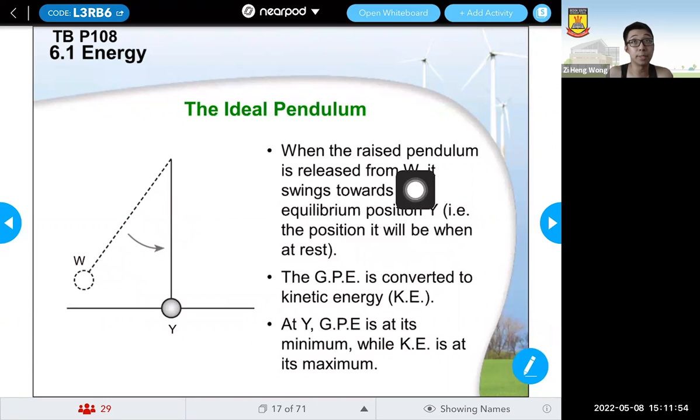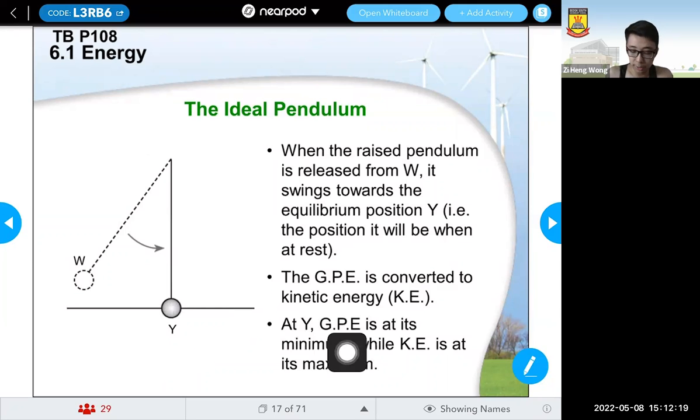So when the raised pendulum is released from W, it swings back to the equilibrium position of Y, where it's supposed to be at rest. When it swings, the GPE that it possesses over here is converted into kinetic energy. So when the pendulum is at Y, the GPE is minimum, while the KE is maximum.